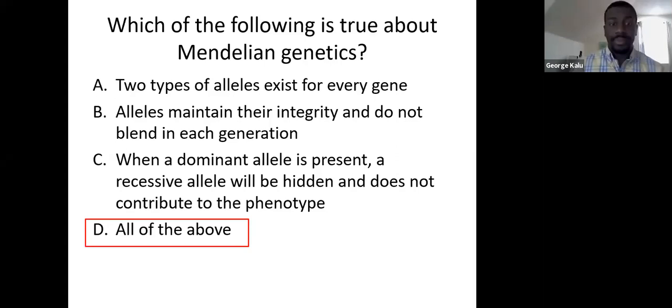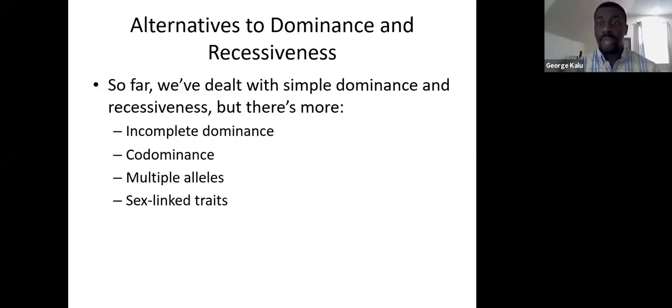Perfect. All right, good. So that was simple dominance and simple recessiveness. That's what we've dealt with so far. And on that note, Mendel was correct in that there were some traits that were not going to be blending.